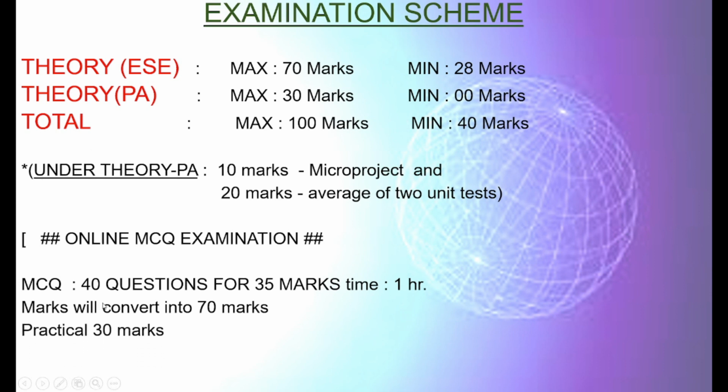Practical is the same way, 30 marks you will get: 2 unit tests of 20 marks, and one micro project of 10 marks. See, these marks are in your hand. How you will do that micro project, you will get marks. Means you can get these 10 marks fully. So this way there will be a total 100 marks paper if there will be an MCQ examination.